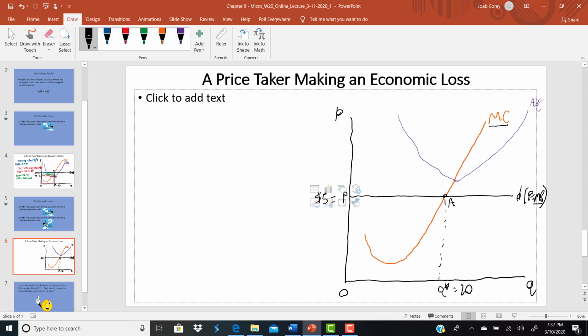So anywhere between 0 and 20, once again, marginal revenue is greater than marginal cost. You want to make those. Anywhere beyond 20, marginal cost is greater than marginal revenue. You don't want to make those.